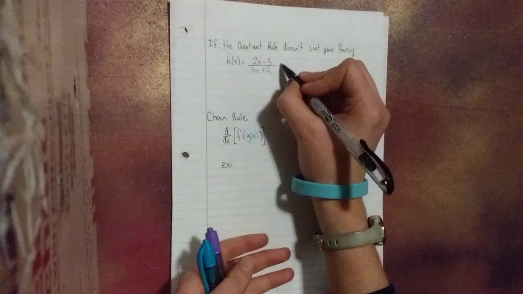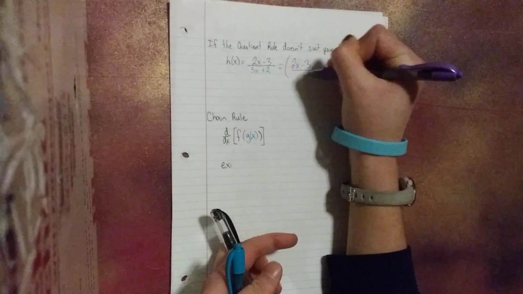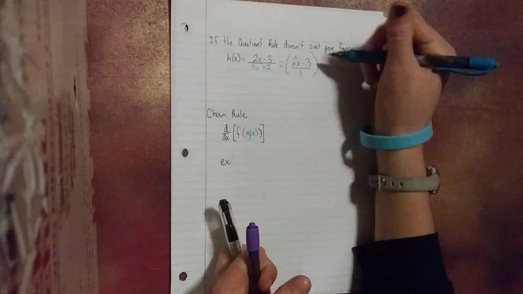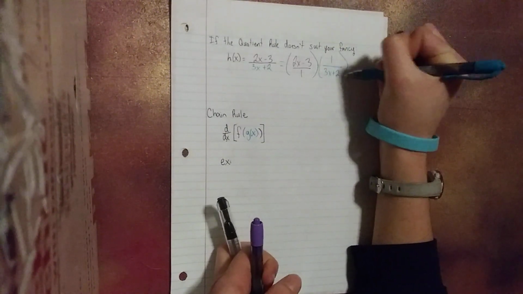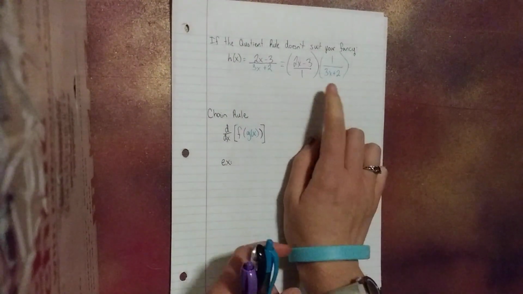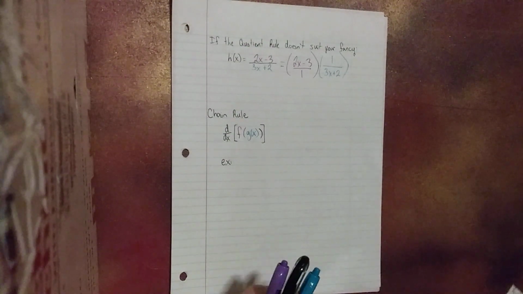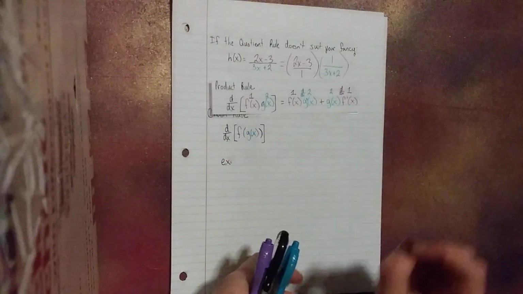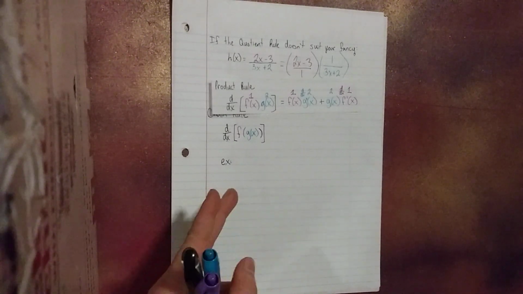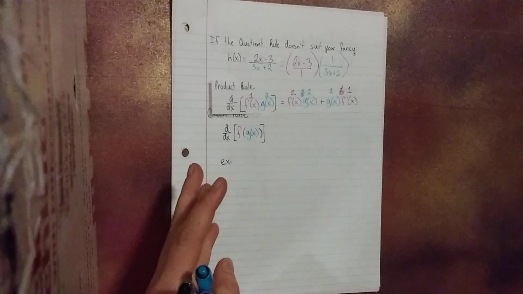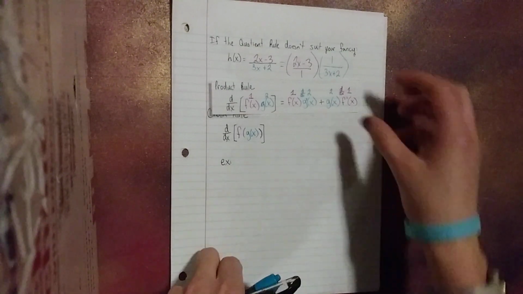And we can rewrite this as 2x minus 3 over 1 times 1 over 3x plus 2. And then you'll notice that this looks a little bit different. And it looks kind of like something we went over before, the product rule. So it doesn't work on everything, but sometimes it's nice to go back to the product rule because it's a lot simpler because you don't have a denominator.